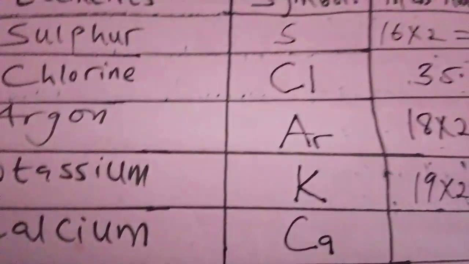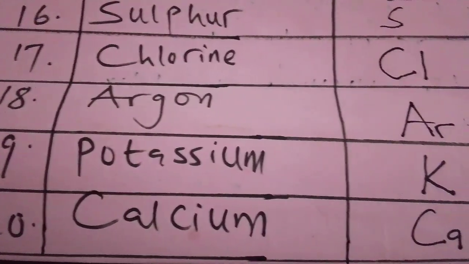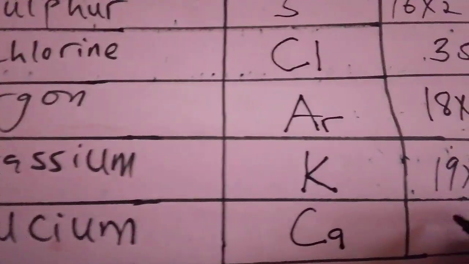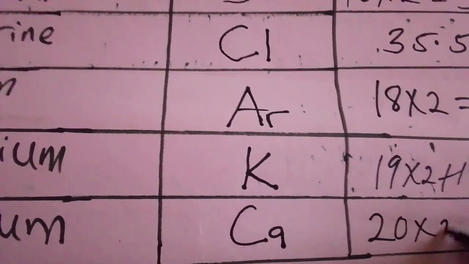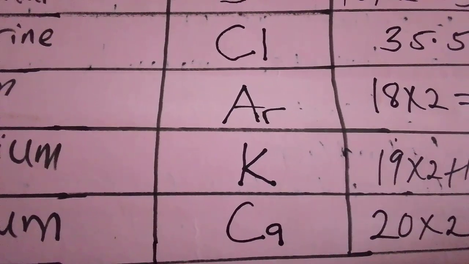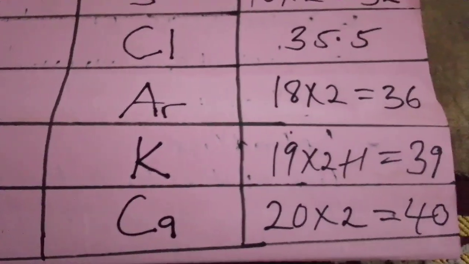Also for calcium, the atomic number for calcium is 20, and also 20 is an even number. Then we just say 20 times 2, which is equal to 40. That is the end.